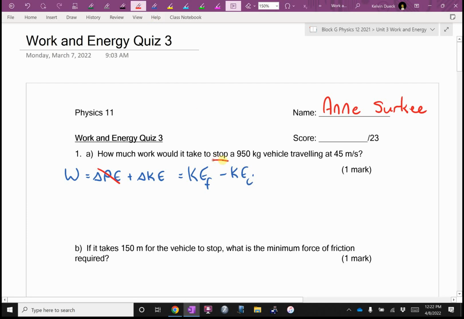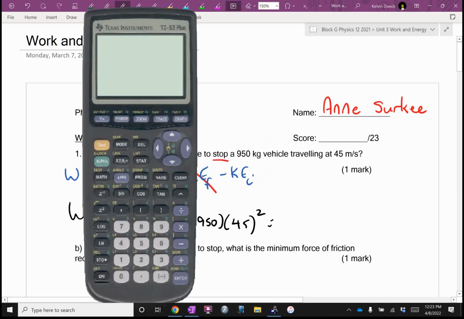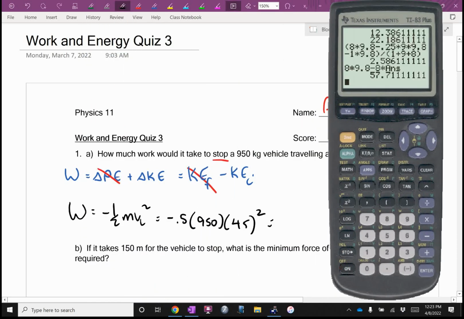And I guess because it says stop, KE final is going to be 0. I get this. Work equals negative a half m v initial squared. It's going to be negative 0.5 times 950 times 45 squared. Why negative? It's telling me the car has to lose energy to come to a stop, which it does. Now that energy doesn't vanish, it's got to go somewhere, goes into heating up the brakes. I get negative 962,000.